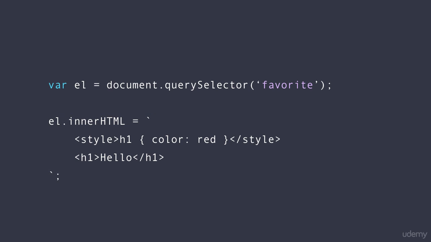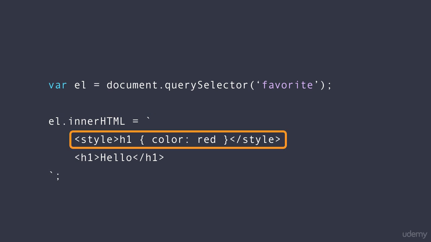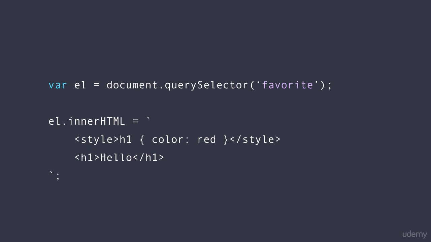Now here we have a simple h1 to display hello, and above that we have this style, which changes the color of our heading to red. Now the problem with this implementation is that this style leaks outside this element. So if I have another h1 somewhere else, that's going to be red as well, but I don't want that. Now, if you're building a component and you're going to apply some styles to your component, you want to make sure those styles are only scoped to your component.